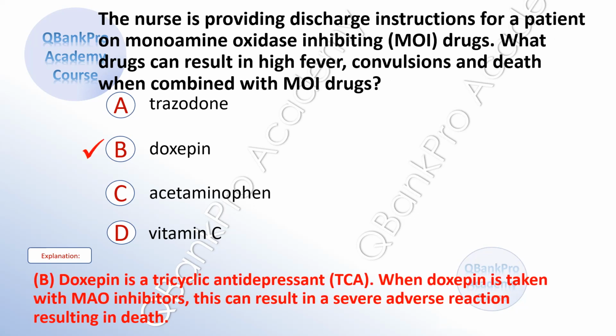The correct answer is B. Doxepin. Explanation. B. Doxepin is a tricyclic antidepressant. When doxepin is taken with monoamine oxidase inhibitors, this can result in a severe adverse reaction resulting in death. The classes of drugs for mental health are important for testing. Let's keep reviewing.